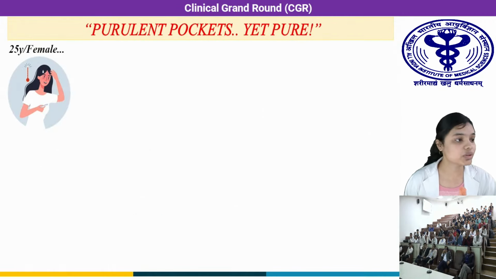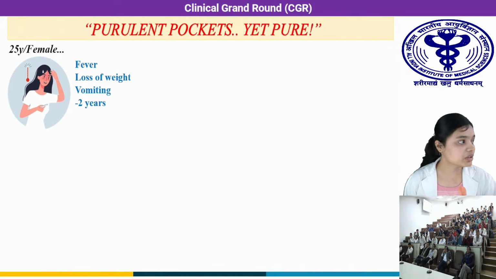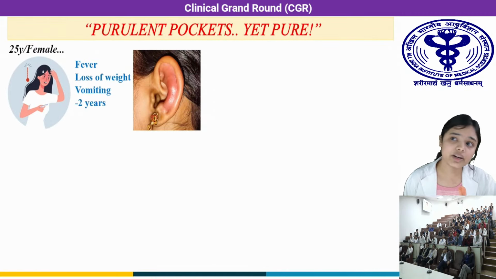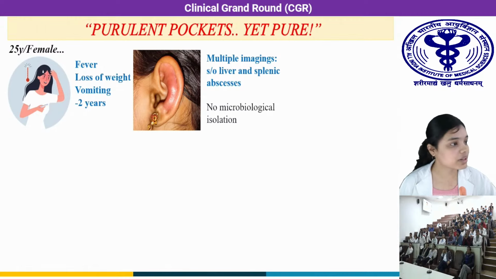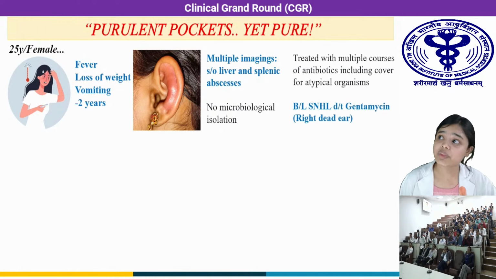She was a 25-year-old female with fever, weight loss, vomiting for 2 years, and had recurrent ear pain, redness and swelling. Multiple abdominal imagings done outside showed liver and splenic abscesses. However, microbiological isolation was not possible. She was treated with multiple courses of antibiotics, including cover for atypical organisms. She also developed bilateral sensorineural hearing loss due to gentamicin, resulting in a right dead ear.